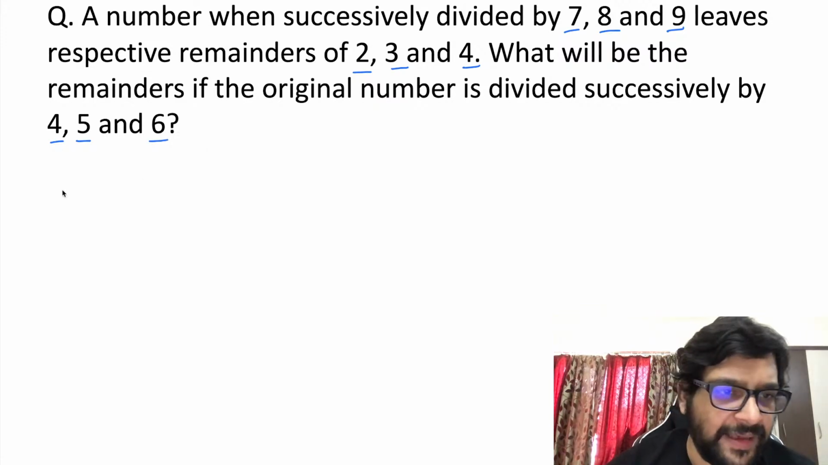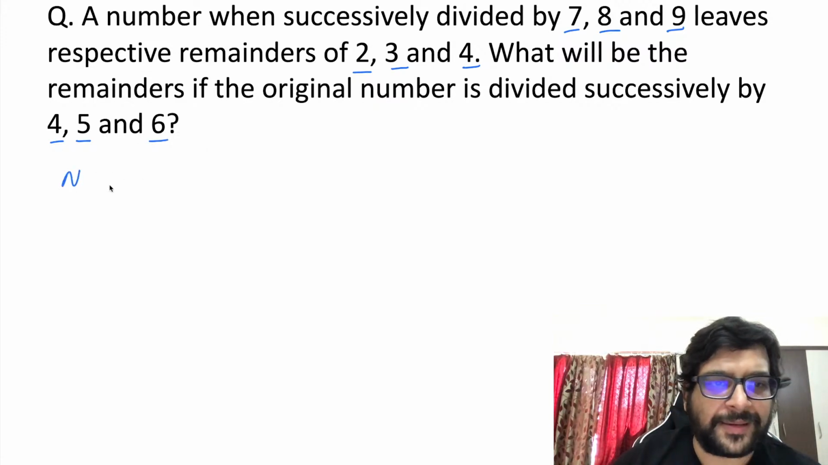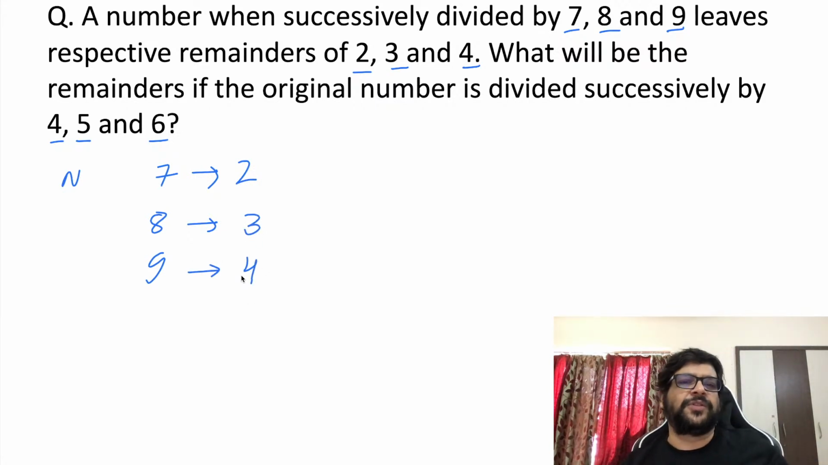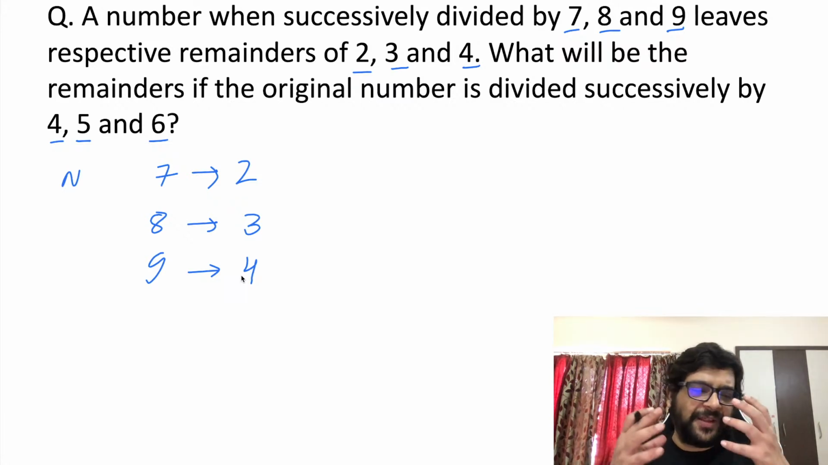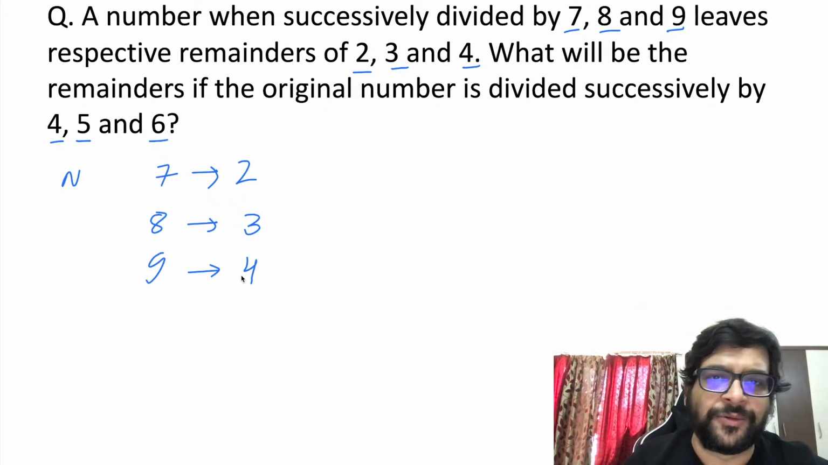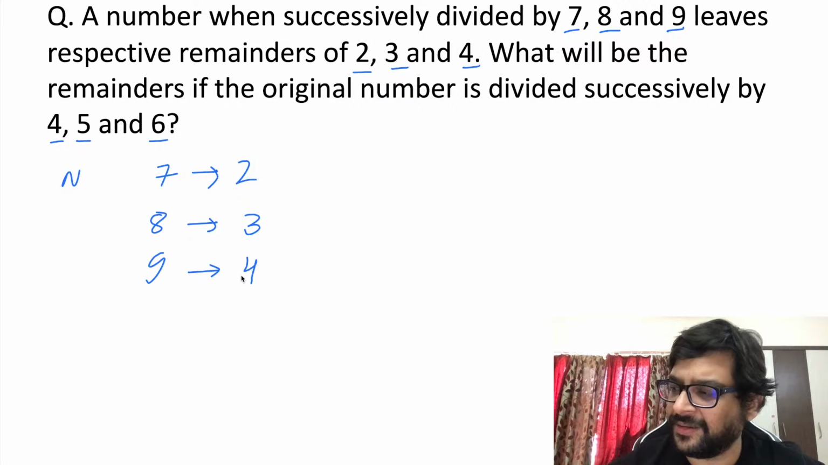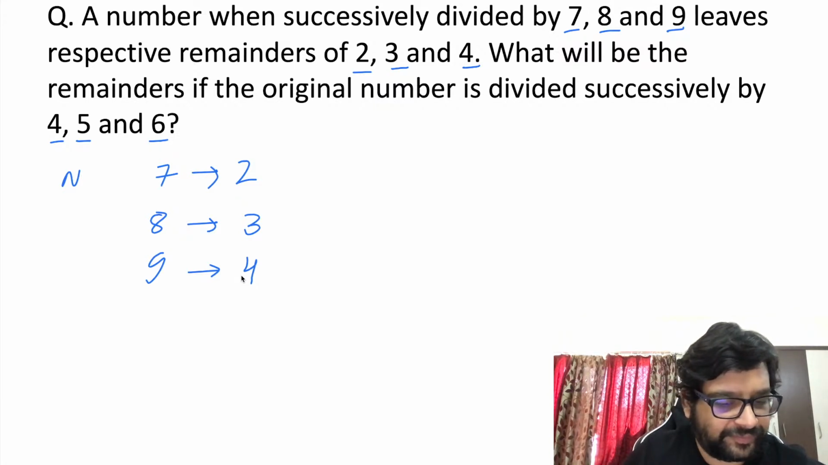I'm given n when successively divided by 7, 8 and 9 gives me a remainder of 2, 3 and 4. So, what is the difference between these questions and previous ones, which might make your life a little bit easier to solve these questions? How do you calculate this or find this out?